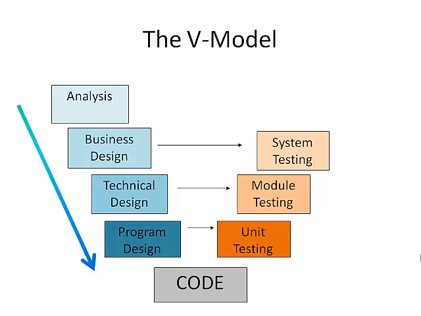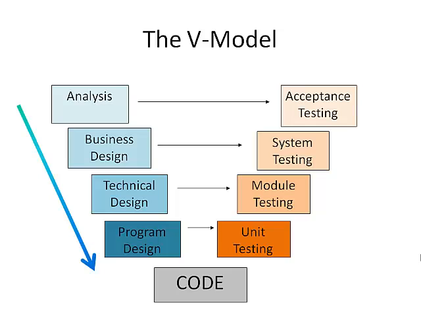From the business design we can start to produce system test plans, and from analysis, which is the capturing of requirements, we can start to create user acceptance tests. So we can see that the actual planning for the testing process can begin quite early in the systems development life cycle. However, we don't execute those tests until the end.